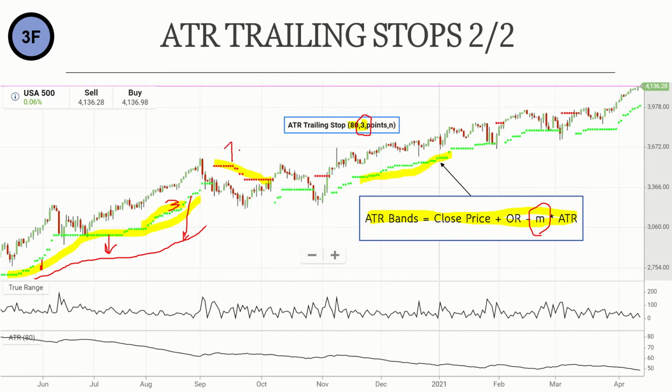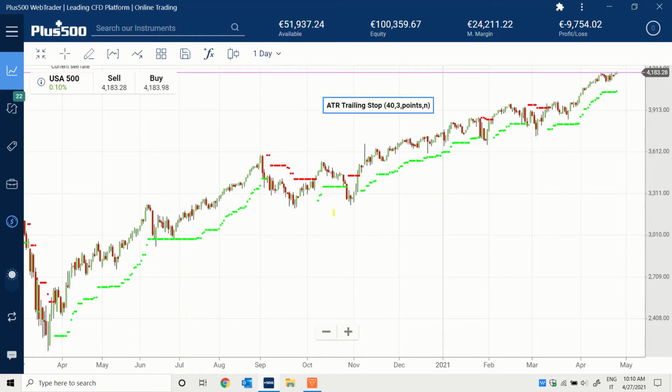The red line, instead, for an M value of 5, will go here. So the higher my M, the farther the trailing stop lines will be from the candlesticks. Okay, so now you are ready to understand how to trade with this strategy.